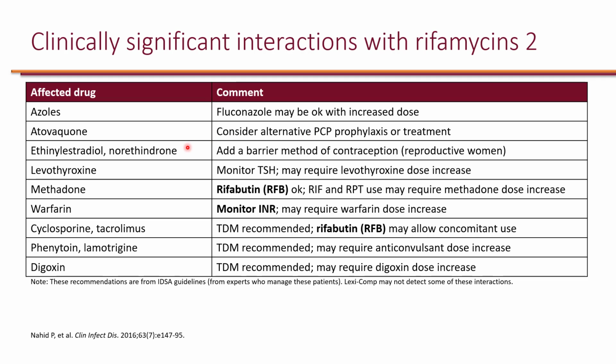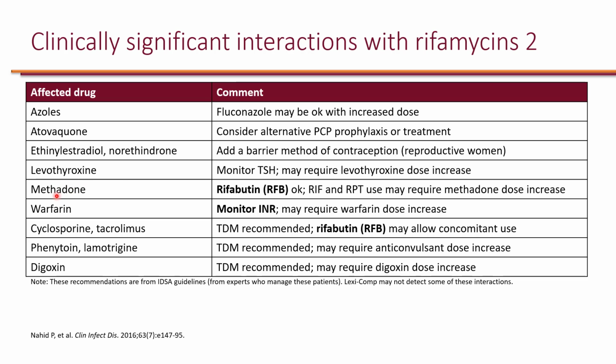Atovaquone has been shown to have subtherapeutic levels when used with rifamycin, so an alternative agent should be used for PCP. When it comes to oral contraceptives, because they are metabolized by CYP3A4, a second barrier method of contraception will be needed for patients who are of reproductive age. For many of these, the interactions are manageable. With levothyroxine, you can actually monitor TSH, and based on that, you may need to increase the dose of levothyroxine.